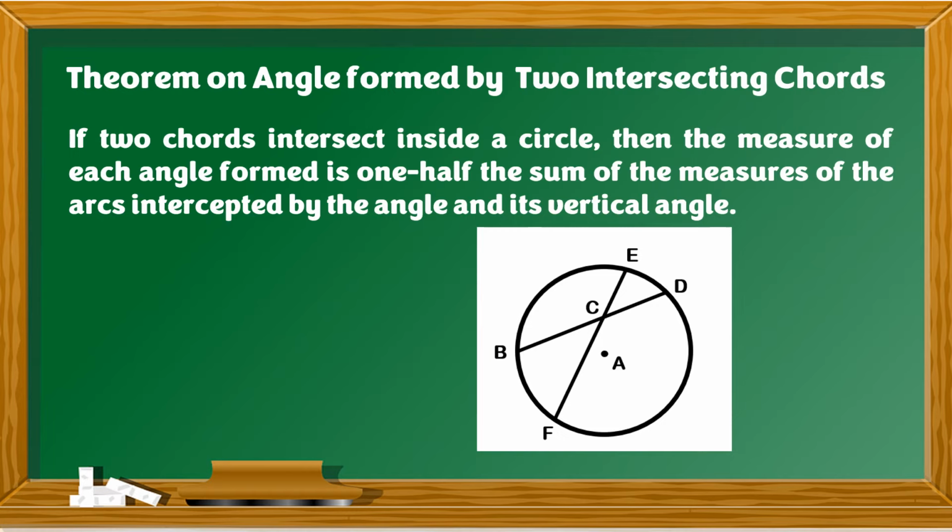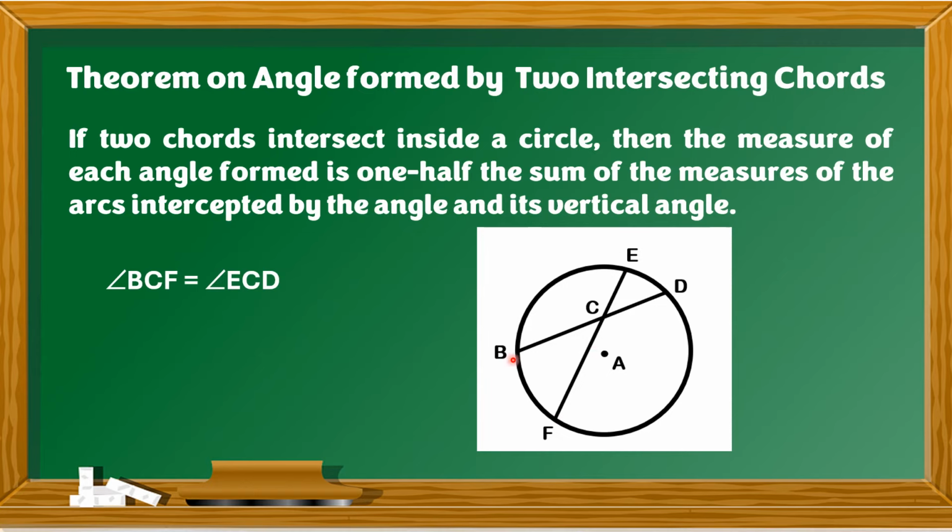So here we have circle A. And the two chords of circle A are line segment BD and line segment FE. The point of intersection between the two chords is point C. So by applying the theorem on angle formed by two intersecting chords, here we can say that angle BCF is equal to angle ECD.